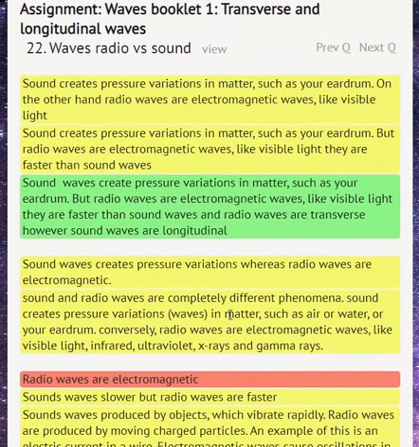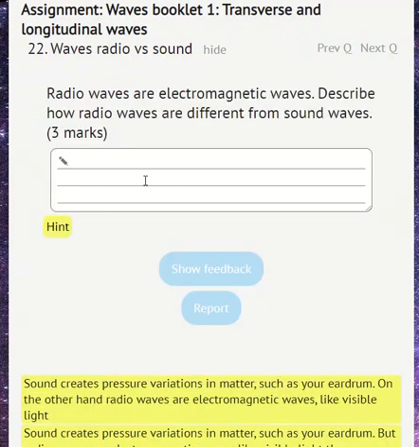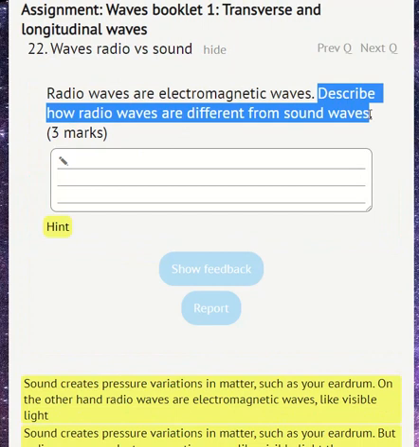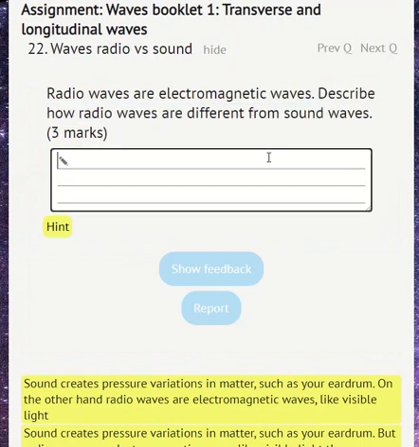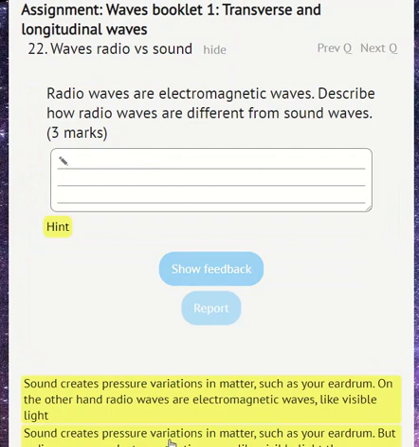To view the question that the pupils were answering, you can just click View here, and that allows you to see the question, so describe how radio waves are different from sound waves, and you can even have a go at it if you like. So let's say sound waves are faster, and then we'll submit our answer and see what feedback we would get. You can also see what the hint is, and you can click report if there's a problem with the way this question is written or the way it's marking people's answers.